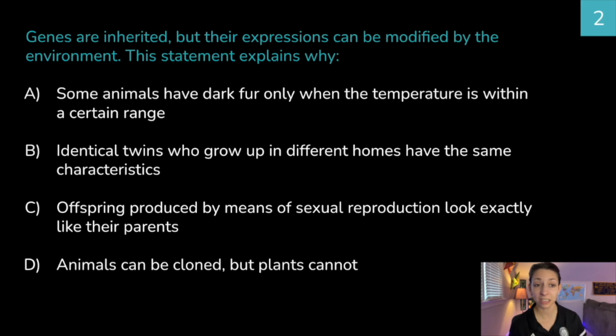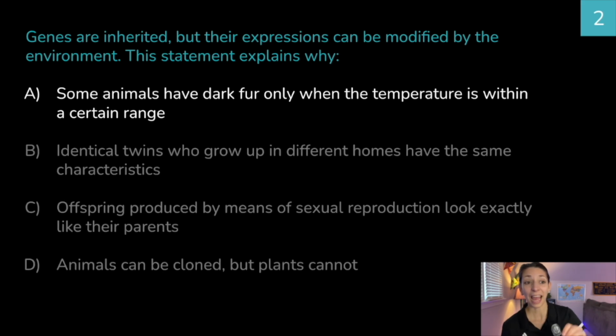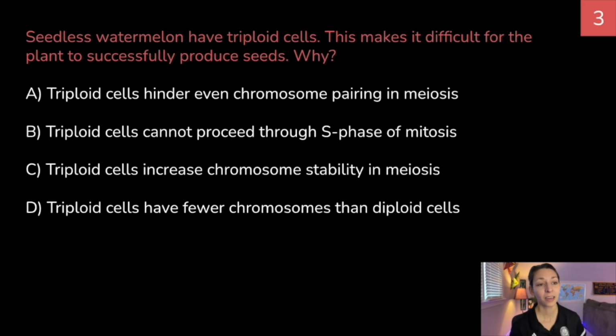Question 2. Genes are inherited, but their expressions can be modified by the environment. This statement best explains why A. Some animals have dark fur only when the temperature is within a certain range. B. Identical twins who grow up in different homes have the same characteristics. C. Offspring produced by means of sexual reproduction look exactly like their parents. Or D. Animals can be cloned, but plants cannot. Correct answer is A. Some animals have dark fur only when the temperature is within a certain range. Again, that's the environment influencing the expression of those genes.